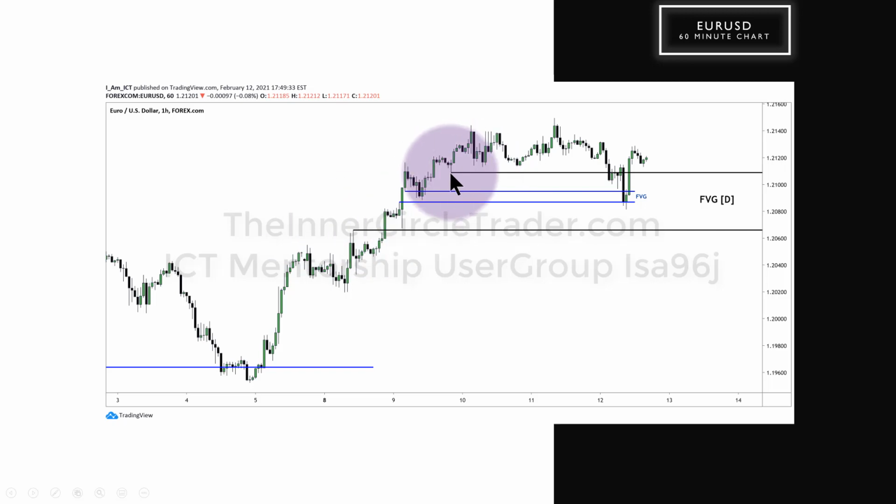Now, in between this level and this level, we have another fair value gap right there. And that's what's being shown here with the blue lines. So we have a fair value gap on the daily, and within that, and at consequent encroachment, we have another fair value gap there. And look at the reaction there. So we do have a buy side liquidity pool resting just above here. That's probably going to be the draw near term, and I'll be looking for higher prices as a result.